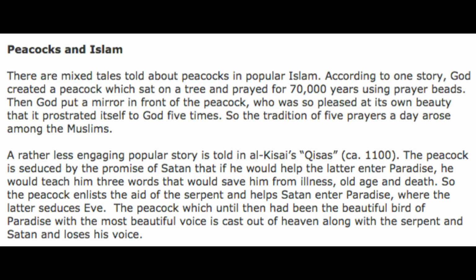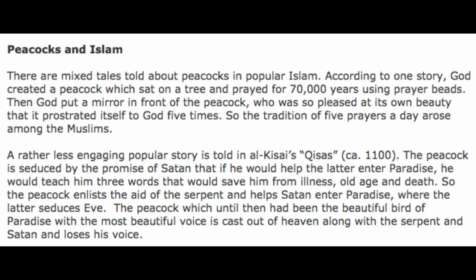So the peacock enlists the aid of the serpent and helps Satan enter paradise. So the peacock all of a sudden needs the help of the serpent, right? First we were talking about him destroying the serpent. Now he's actually looking for the serpent for knowledge, for wisdom, for help, how to get Satan in, right? Where he later seduces Eve, it says, after he let him in.